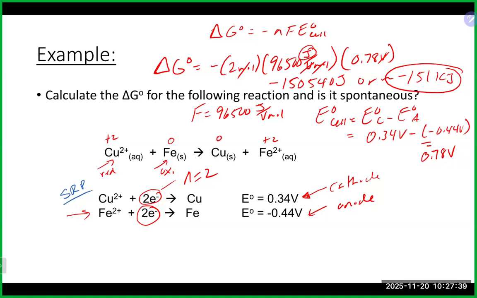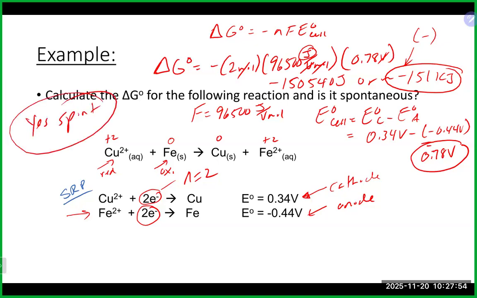Again, certain things agree with each other, right? We have a positive E, which leads us to a negative delta G, which leads us to, yes, this is going to be a spontaneous process, right? And really, we could have figured that out just from the cell voltage, but in this case, we did want to calculate the delta G value. Any questions on that there?